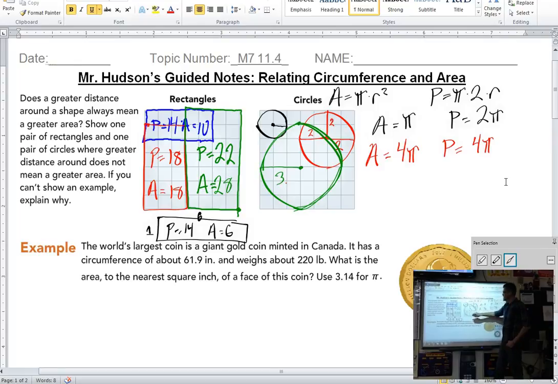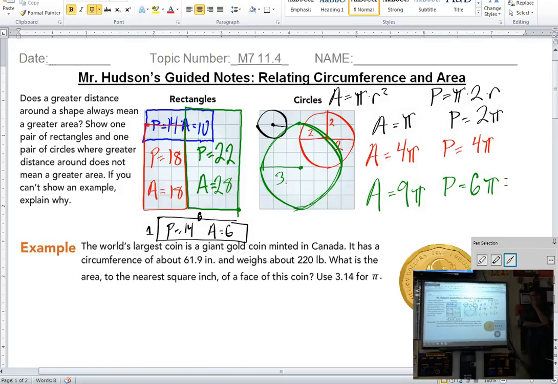So here my radius is 3. My area, what's 3 squared? Casey here. Lily, what's 3 squared? 3 times 3? 9. So you get 9 pi. Then my perimeter, I double my radius, multiply it by pi. I get 6 pi. So my perimeter was more. Now my perimeter is less. Interesting.